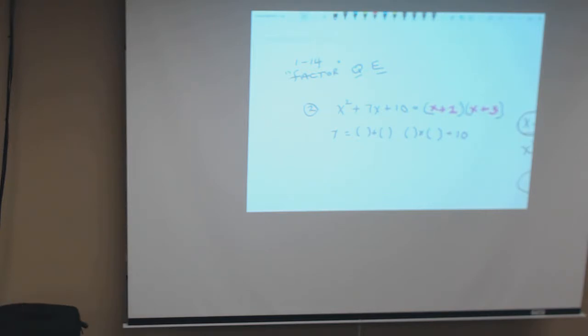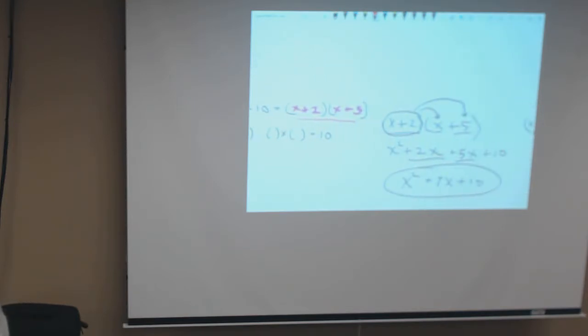Okay, page 365, exercise 6.4. Factor each expression. So number 2 says x squared plus 7x plus 10. And when it says factor, that's what they want me to do. They want me to find the two numbers that you multiplied to get that answer.